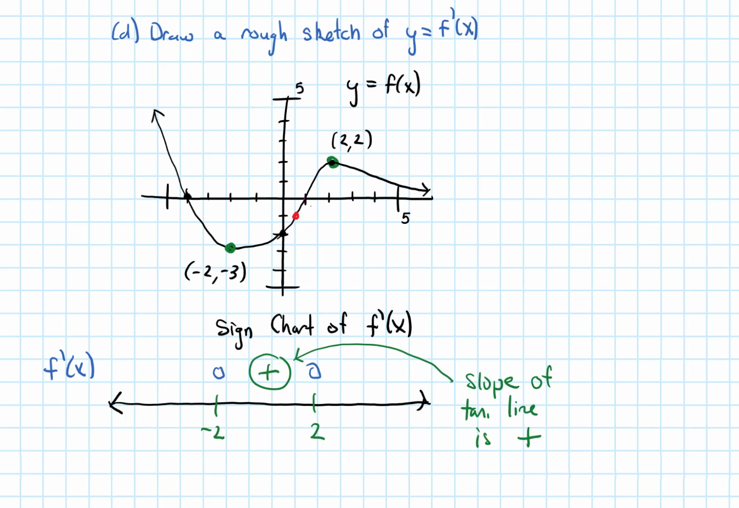And on the flip side, if I were to pick a point to the right of x equals 2 and draw the tangent line, that tangent line would have a negative slope. So I'm going to put a negative sign here to indicate my derivative, the slope of my tangent line, is negative. Similarly, if I were to pick a point to the left of where x is -2 in the original function graph, that point has a negative slope if I draw the tangent line. So my derivative is going to be negative over there.